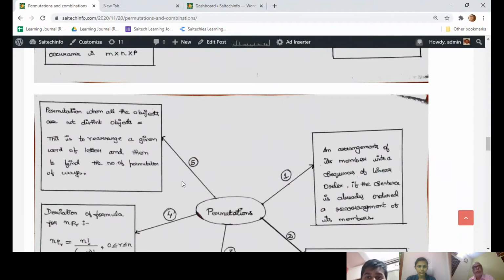So at the fifth point, we have permutations when all the objects are not distinct objects.